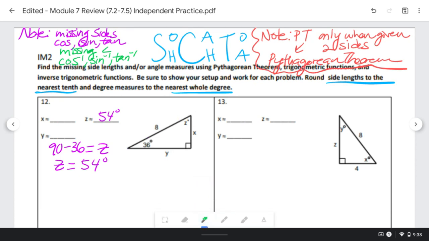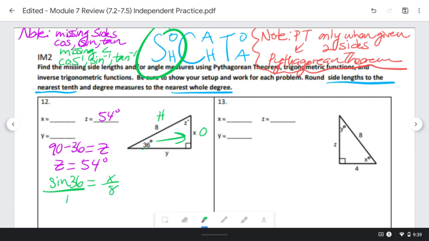Now, for x and for y, you want to make sure you're using 8 as a side, because that way it's more accurate. You don't want to use x and then use that to solve for y. You want to continue to use 8 in your ratio. So when I solve for x, that's the opposite of the 36 degrees, and then the hypotenuse. So we've got opposite and hypotenuse. So we're going to do sine of 36 equals x over 8.